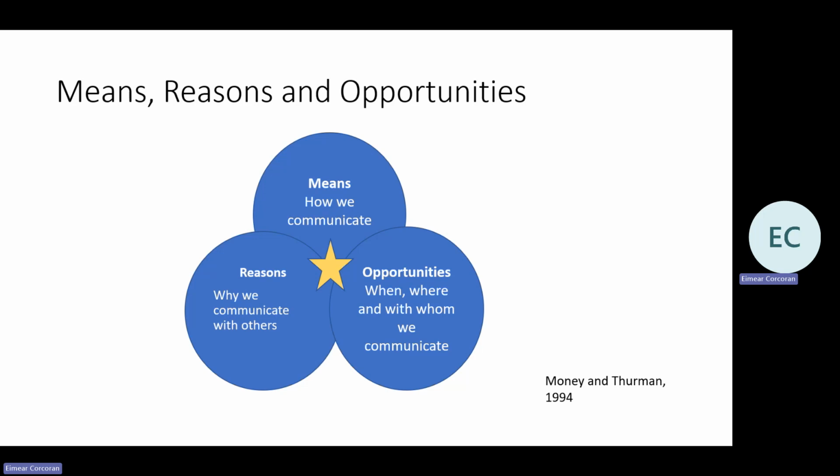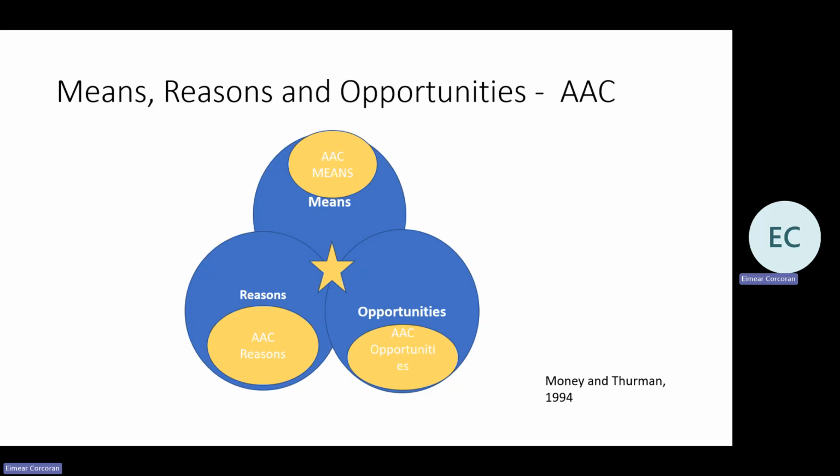Opportunities as well will require lots of planning, so you need to give that child lots of opportunities to communicate with you. For an AAC user, the circles are smaller and it makes them difficult to overlap in the middle. An AAC user has less access to means, reasons, and/or opportunities for communication.